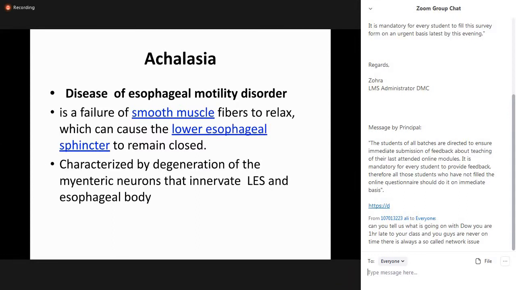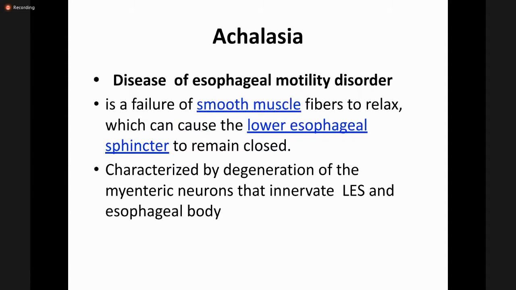It is characterized by degeneration of myenteric neurons that innervate the lower esophageal sphincter and esophageal body. So in this disorder, the lower esophageal sphincter does not open during deglutition, and the food stays in the esophagus.